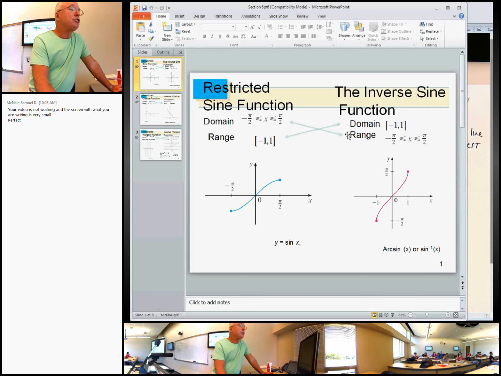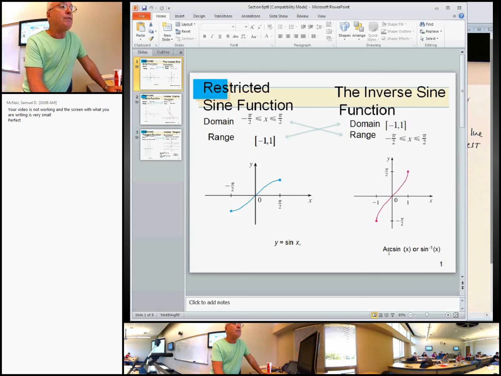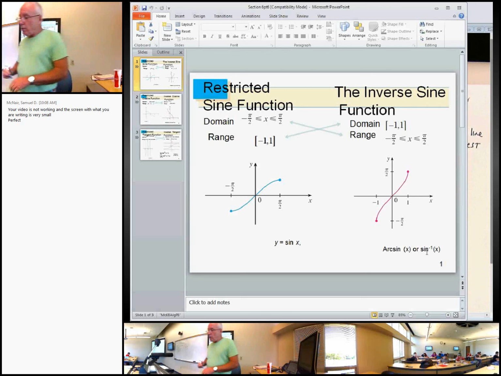So the inverse sine function has a range from minus pi over 2 to pi over 2, and its domain is from minus 1 to 1. So the domain and range switch places. This has a special name. The inverse sine function is called the arc sine function, A-R-C-S-I-N function. Or we can also just use the inverse notation, sine with a -1 as a superscript, sine inverse. Either one is fine.